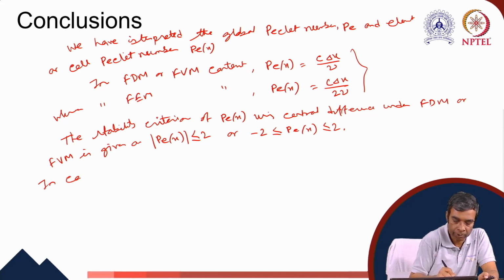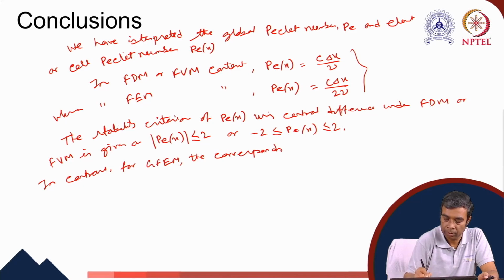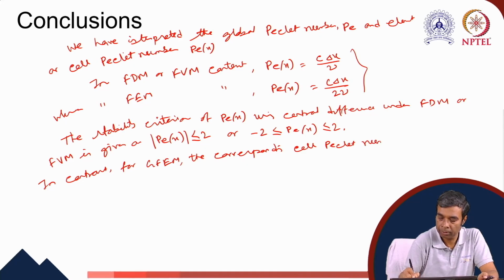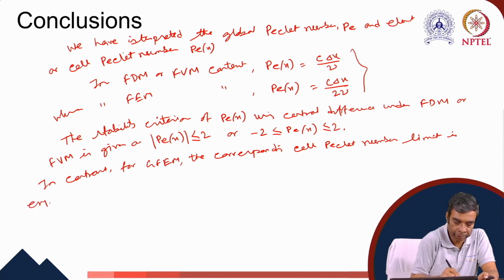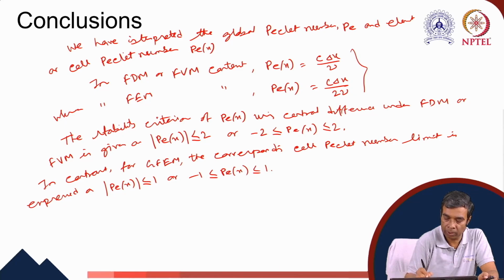In contrast, for Galerkin finite element method, the corresponding cell Peclet number limit is expressed as absolute value of Pex less than or equal to 1, or minus 1 less than or equal to Pex less than or equal to 1.